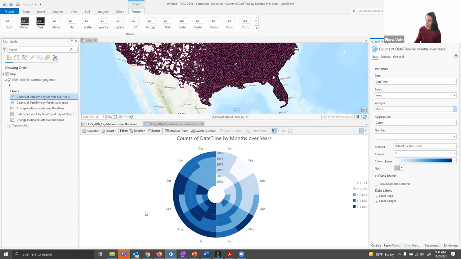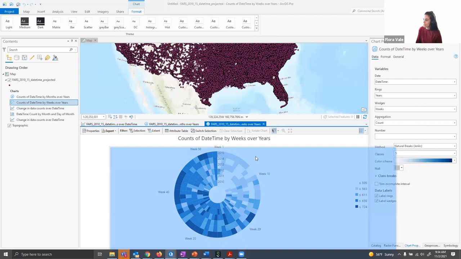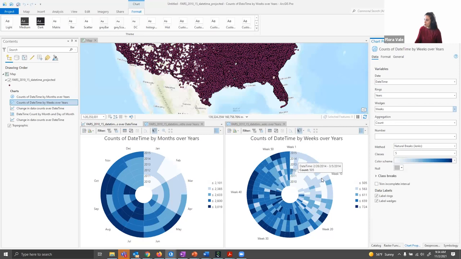Now, February does have fewer days than other months, so we have to make sure that February doesn't look like it has fewer accidents just because it has fewer days. So another way to look at this would be to split these by weeks here instead of by months. And so now all of the weeks are even, and we can see that still February does have very low values compared to the rest of the year.